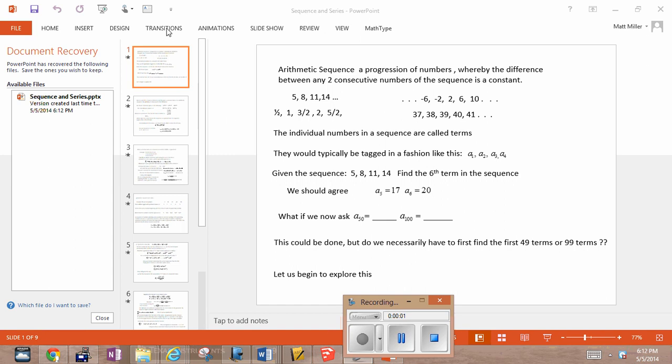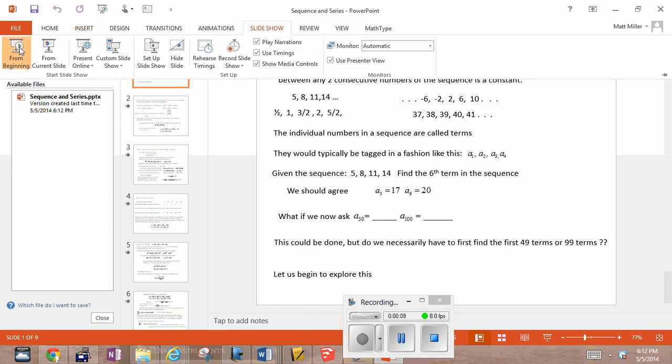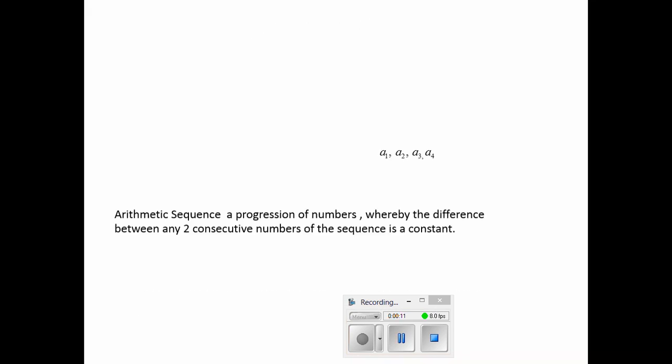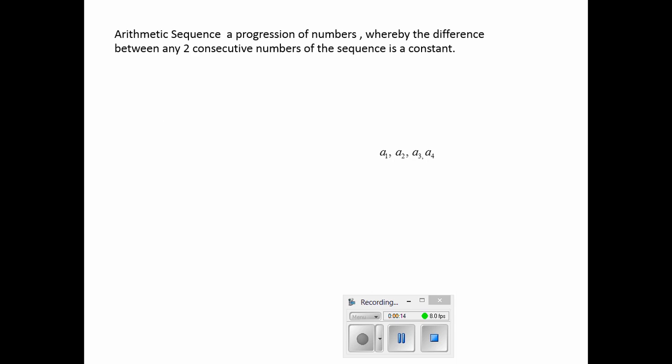So now we're going to start talking about one of the final topics of the year, okay? And we're going to start talking about sequences and series, okay? So here we go. We have what we call arithmetic sequences and geometric sequences. So we'll begin with the arithmetic sequence and maybe give you a couple examples.